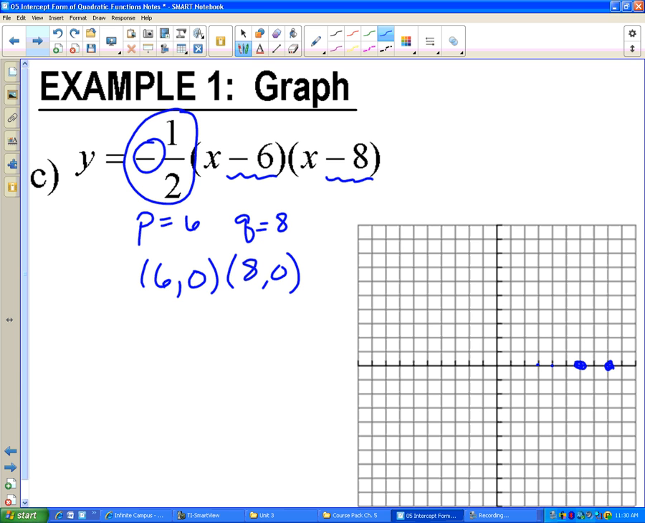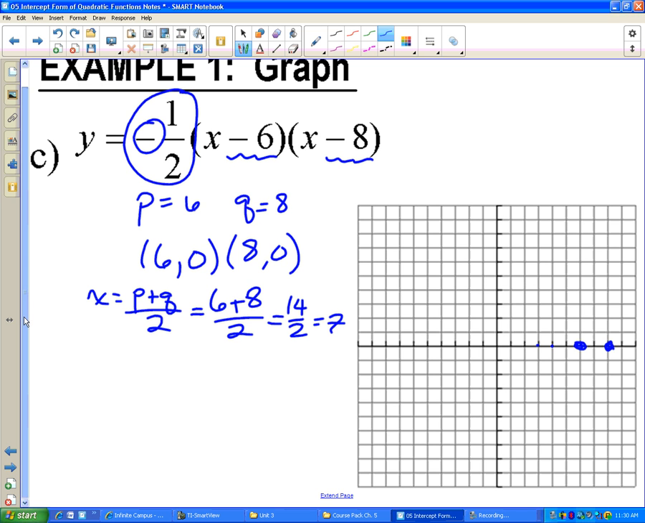I need to find my axis of symmetry. So x is equal to P plus Q divided by 2. That's 6 plus 8 divided by 2. So that's 14 divided by 2, which is 7. So my axis of symmetry doesn't always have to be 1. Here, it's 7.